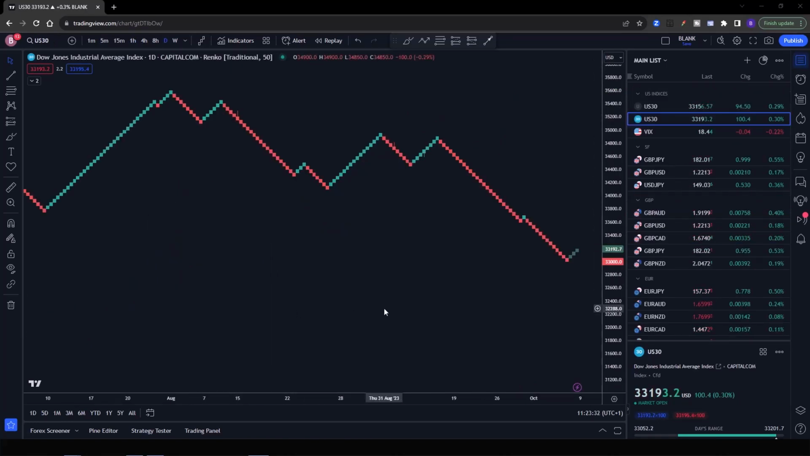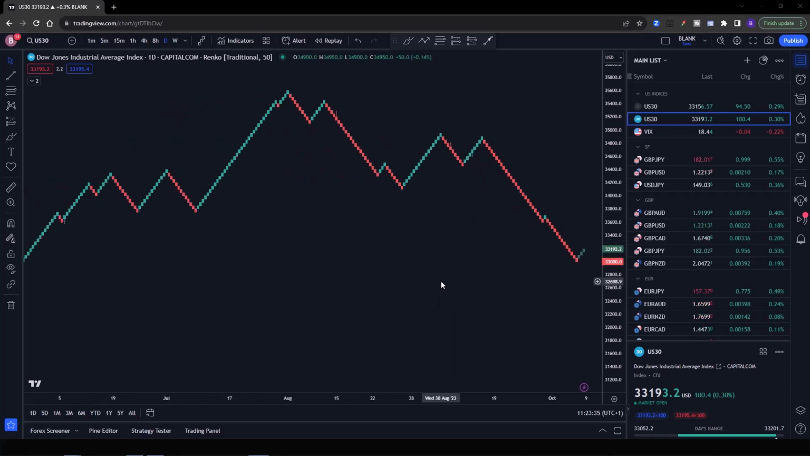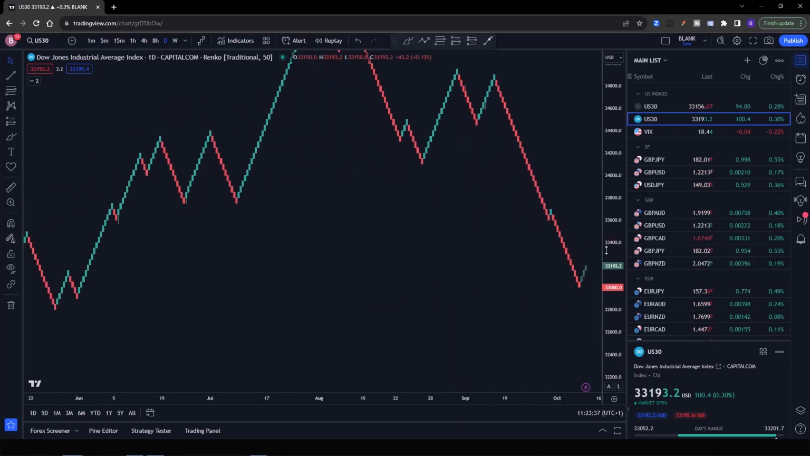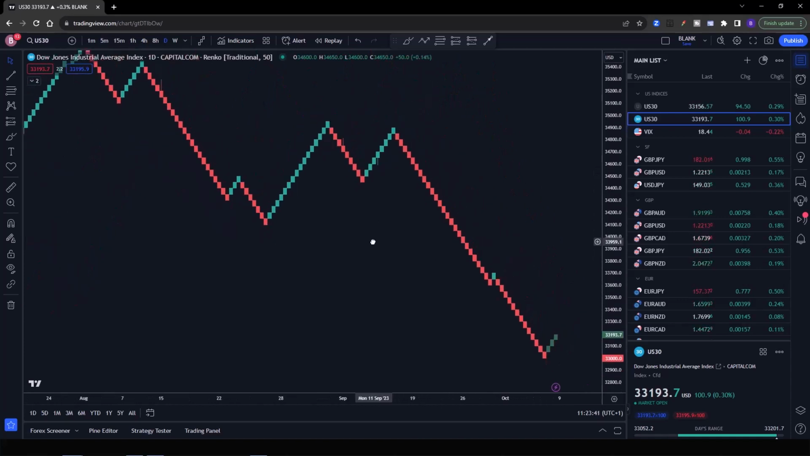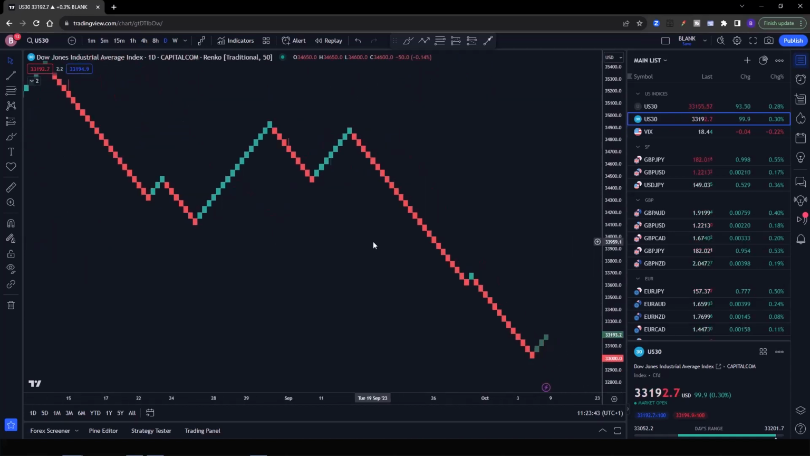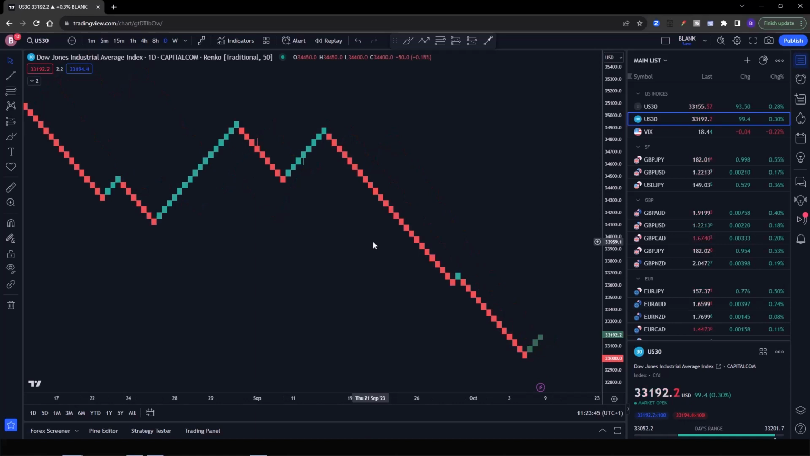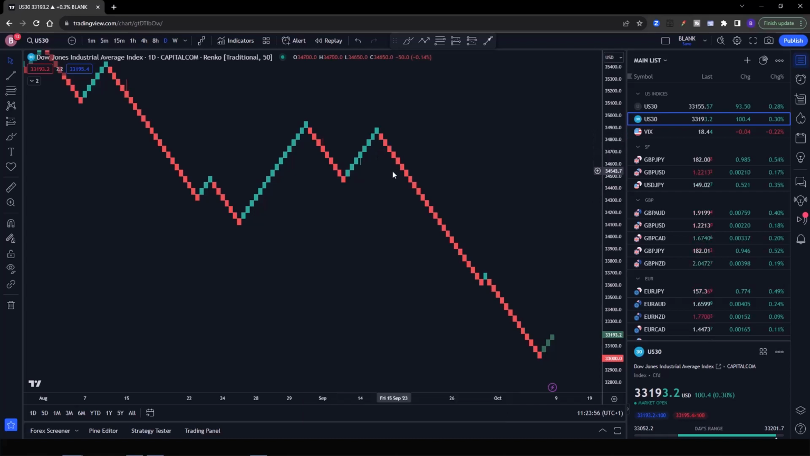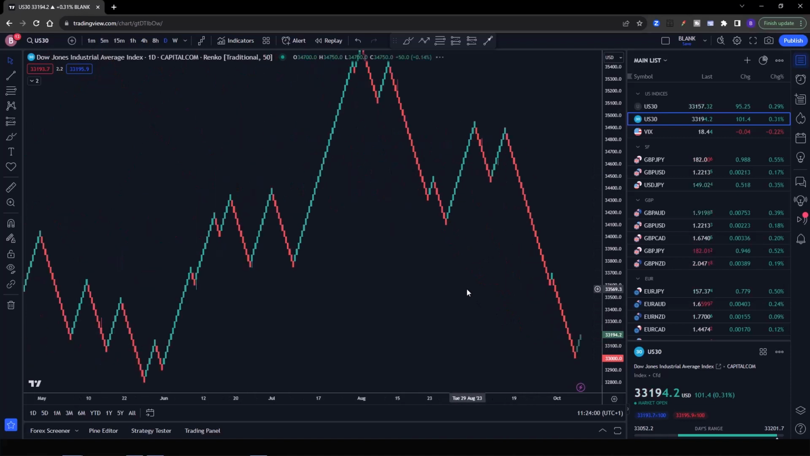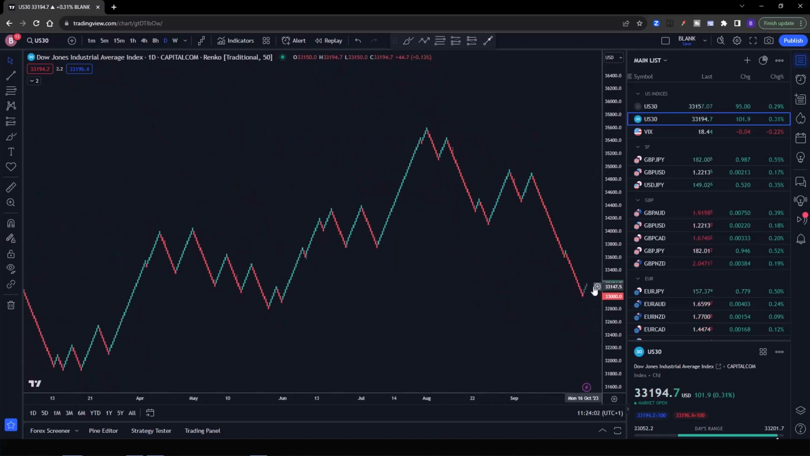Okay, I've just changed the instrument to the US 30 because for some reason my TradingView is showing no data for the Euro US dollar, which I don't believe. It's the most traded instrument in Forex. Anyway, this is an example of a Renko chart. Renko charts don't have a time element to them. Each brick is based on a set distance. So if the price moves a set distance, it adds another brick, and it creates these really crazy looking charts.